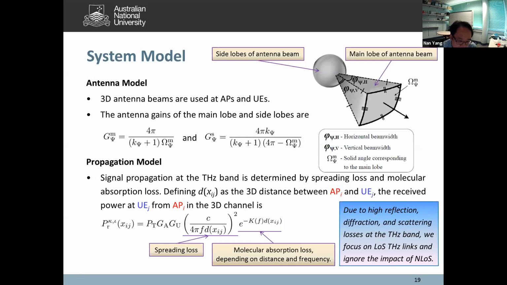It may be only like 1% of the impact of a line of sight link. That's why it is reasonable to ignore that. But of course, if you want to consider that, that is also fine. This will give you maybe a better accuracy, but a lot of mathematical complexity. So this is the antenna model and the propagation model.